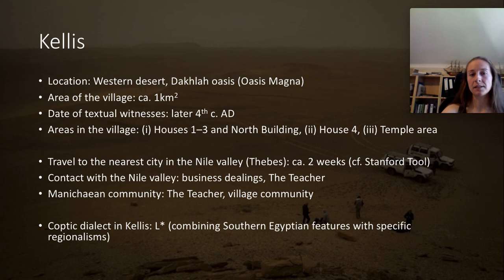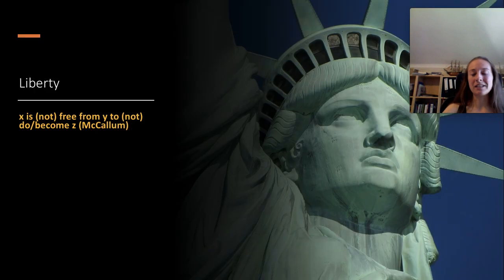Let's move on to our second key concept, which is liberty, and here you see this explains to you now why my Kellis axiom takes the form it takes. So I have McCallum's three-part formula on the slide. X is free or not free from Y, to do or become, or to not do or not become Z.